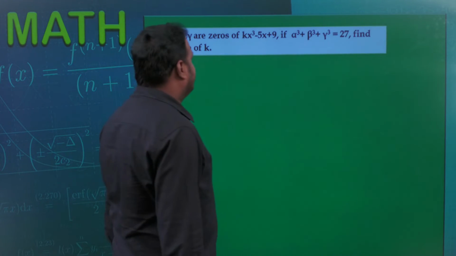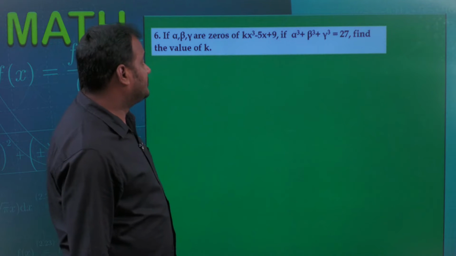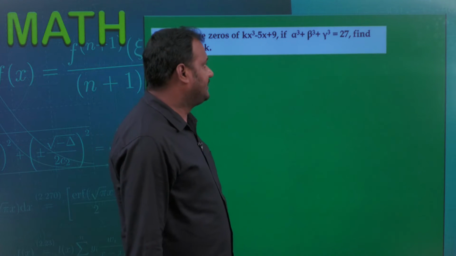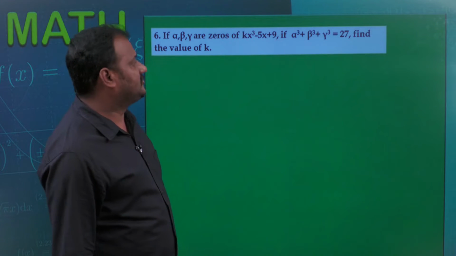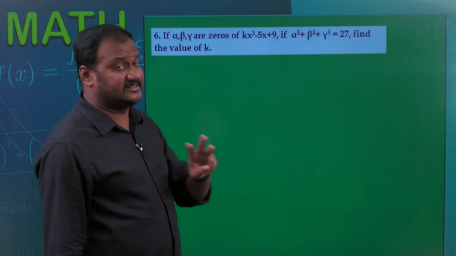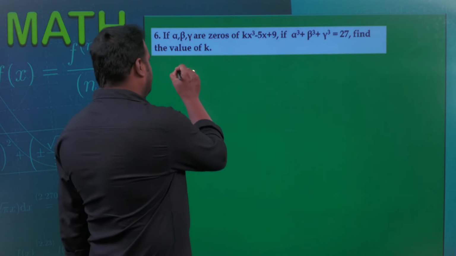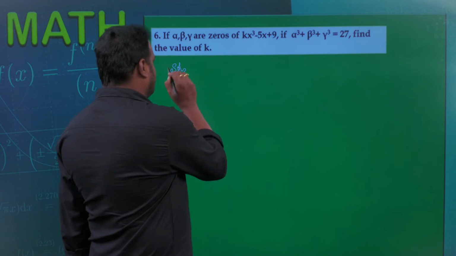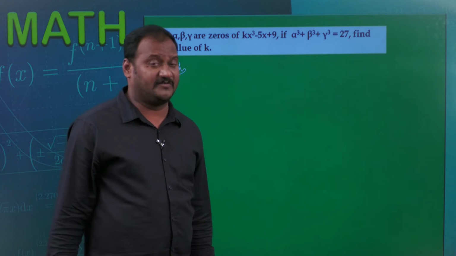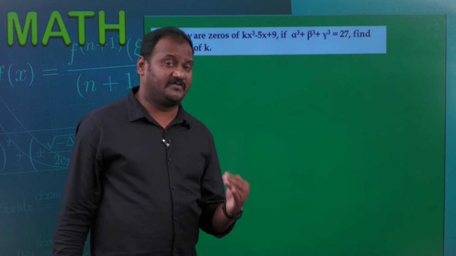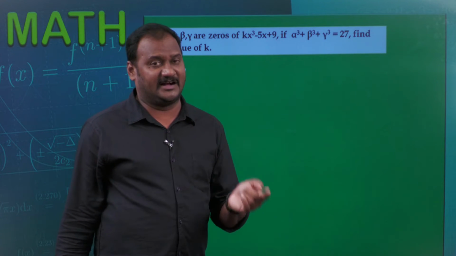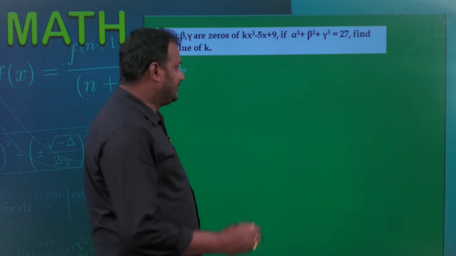Coming to the next problem here, alpha, beta, gamma are zeros of the polynomial kx cube minus 5x plus 9, and the value of alpha cube plus beta cube plus gamma cube is 27. Then find the value of k. This is a third degree polynomial. I think you remembered the relation between zeros and coefficients. What is alpha plus beta plus gamma? What is alpha into beta into gamma? What is alpha beta plus beta gamma plus gamma alpha? I will just remind you for that.